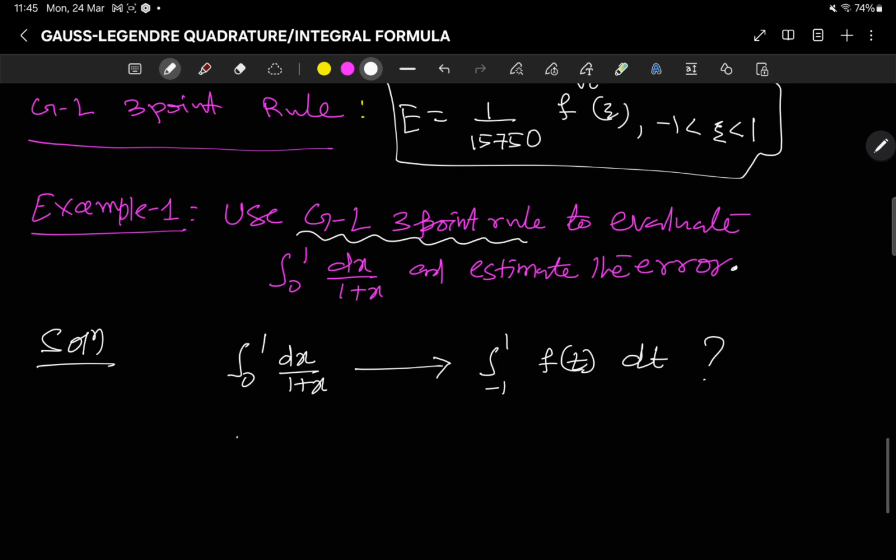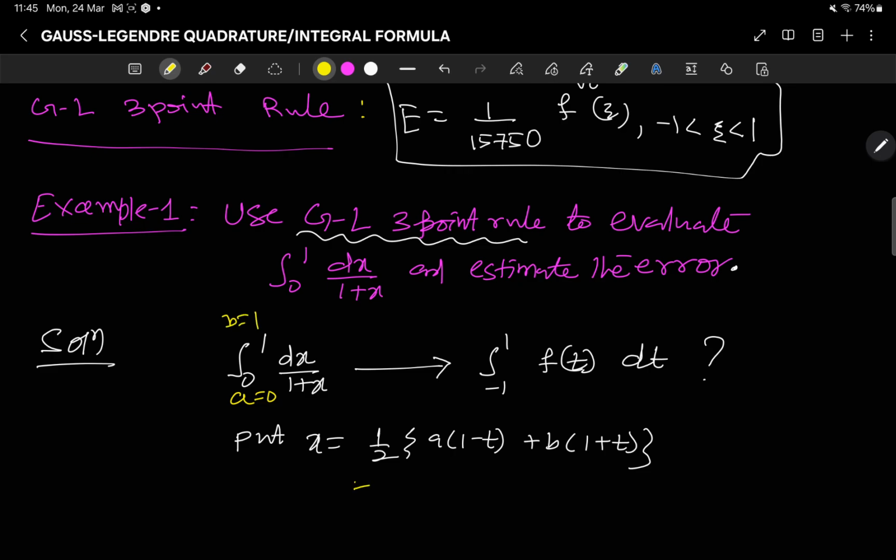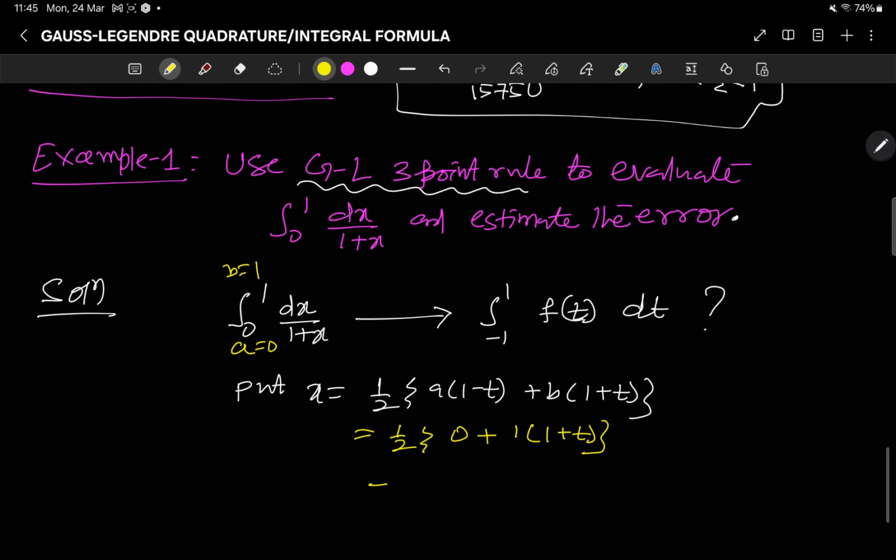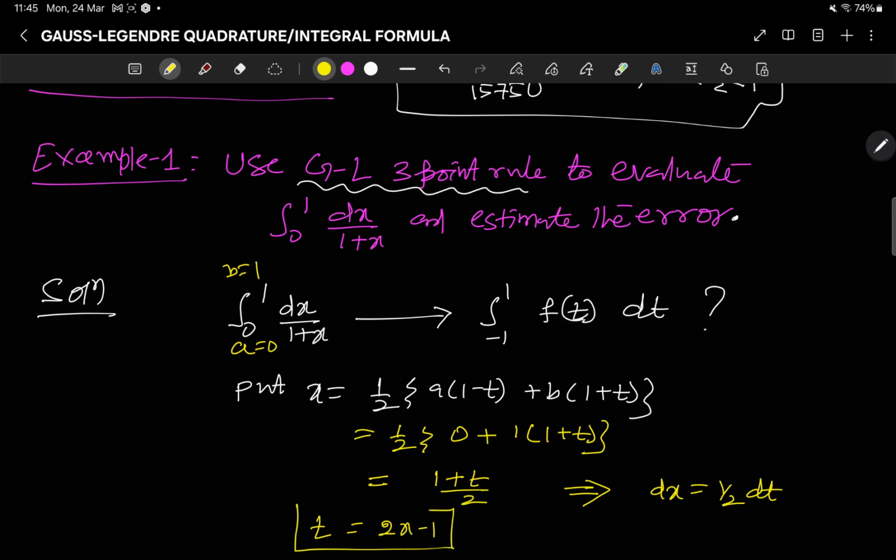So as you know the transformation, put x equal to half of a into 1 minus t plus b into 1 plus t. Okay, so what is my a? This is my a is 0 and my b is 1. So this is equal to half of 0 plus 1 into 1 plus t, right? So this is equal to 1 plus t by 2. So what is my dx now? dx is half dt. If I want to find what is your t, t is 2x minus 1.